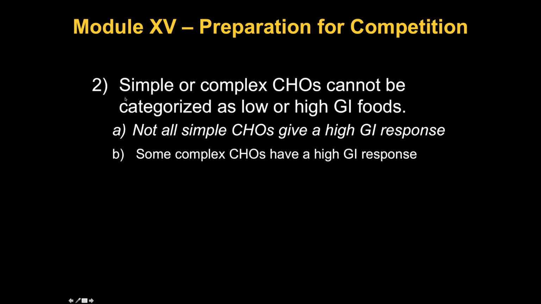Simple and complex carbohydrates cannot be categorized very rudimentarily into low or high glycemic index foods. It's just not realistic. So not all simple carbohydrates are going to give you a high glycemic index. You're going to get a lot of variability. It's all over the place. So some complex carbohydrates actually have a high glycemic index. So it breaks down in that regard in trying to oversimplify the categorization of foods just based on their glycemic index.